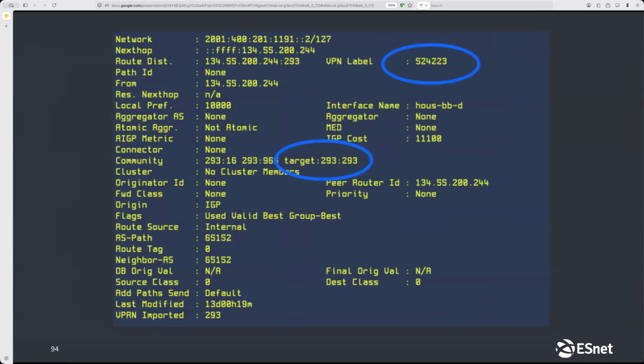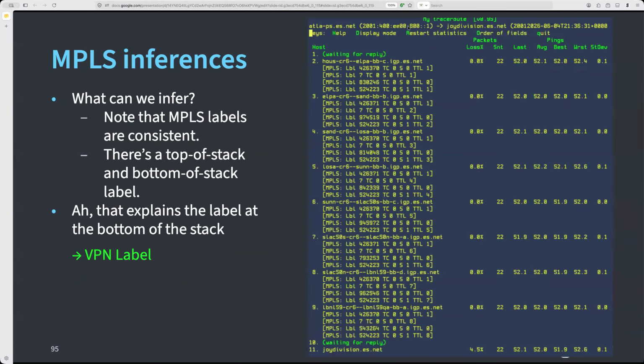And then what's that final label? Remember this? I had my route for Joy Division has the VPN label, and now you can see here's a traceroute to Joy Division. You can see that the last label is in fact that bottom of stack label. That is the VPN label. So there's a lot of inferences we can make now just by using traceroute with the correct flags, using a more modern traceroute than the classic ones.